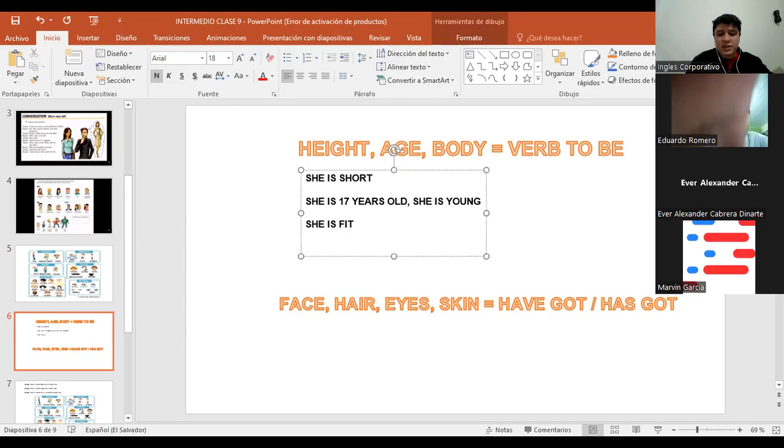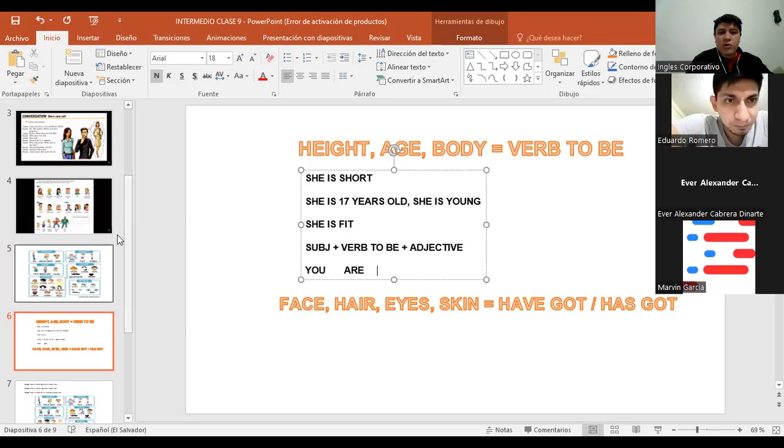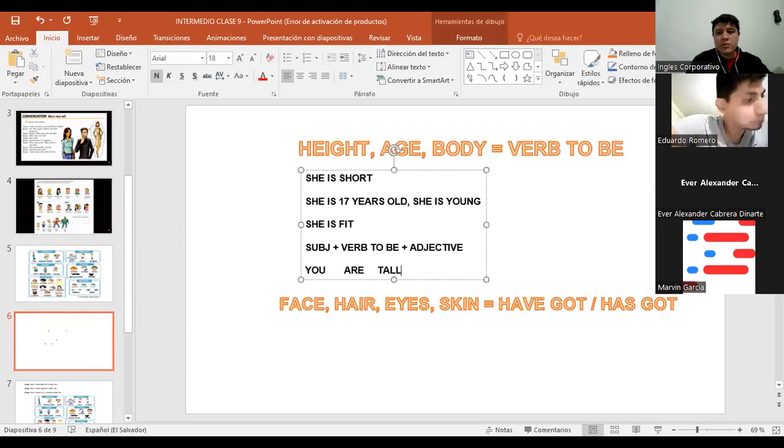So, la regla básica, chicos. Subject plus verb to be, plus adjective, okay? So, hagamos otro. Por ejemplo, ocupemos you, okay? Subject, verbo to be. ¿Cuál es el verbo to be de you, guys? Are, right? You are, perfect. Y un adjetivo, podemos ocupar height, age o body. Let's see. You are tall. So you are tall, you see?